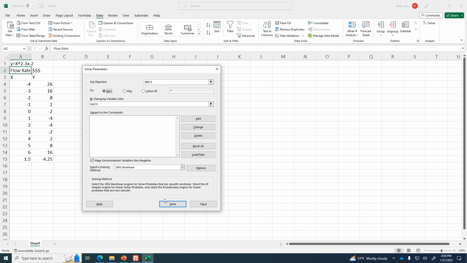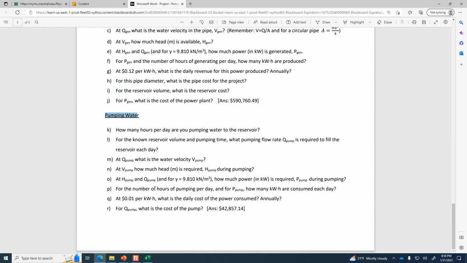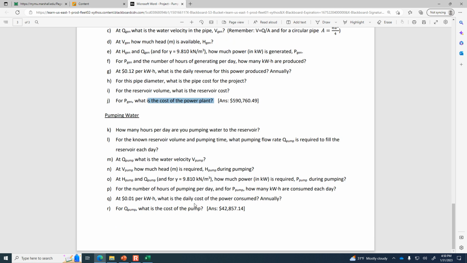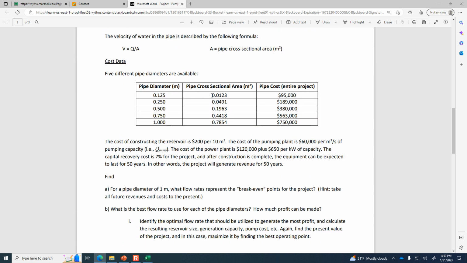So down at the very bottom of your spreadsheet, as implied by the getting started hints, if you know the cost of the power plant, the cost of the pump, the cost of the electricity, you add together all of the costs, and then you add together the revenue that you get. The difference between the two is your profit. Profit is revenue minus costs. What costs money is the pipe itself, the reservoir, the power plant, the pumping plant, and that's that.